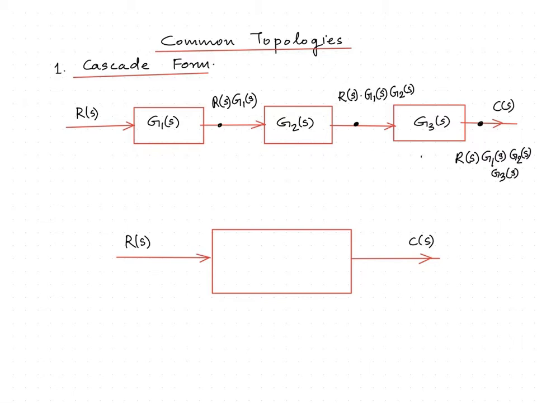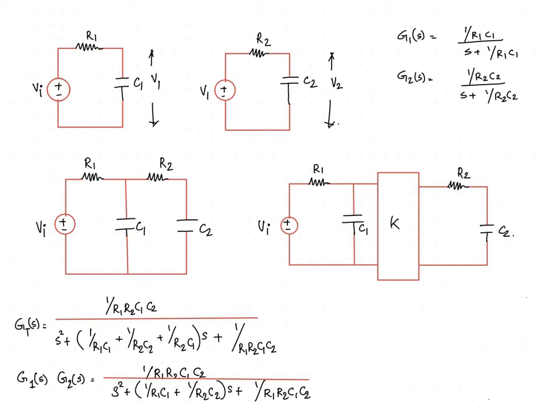So we can say that C(S) is equal to the signal. So in a single block diagram, I can represent it as G1(S) into G2(S) into G3(S), because C(S) by R(S) would be G1(S) into G2(S) into G3(S). When we do cascading, we should be very careful about the loading effect.